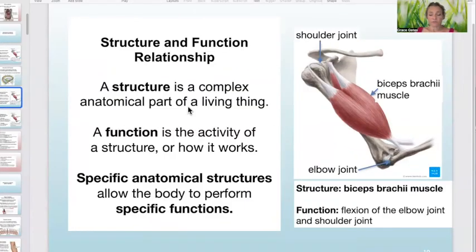What is a structure? A structure is a complex anatomical part of a living thing. So it could be pretty much anything. A structure could be a bone, it could be a muscle, it could be a cell, it could be a tiny little organelle in a cell. So we're just going to leave that word as a kind of all-purpose word for a complex anatomical part of a living thing. A function is the activity of a structure or how it works. Specific anatomical structures in the body allow the body to perform specific functions.